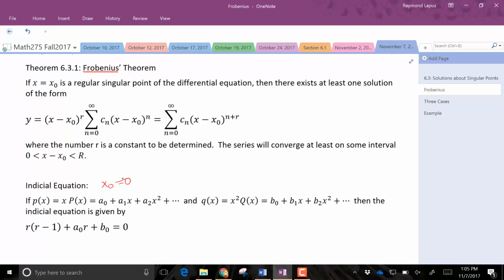So when x naught is equal to 0 is our regular singular point, we're going to find our indicial equation by finding the power series expansion for little p and little q. And we defined little p and little q in the previous slide. After we figure out what little p and little q are, the indicial equation will be determined by those constant terms of the series expansion for little p and little q.